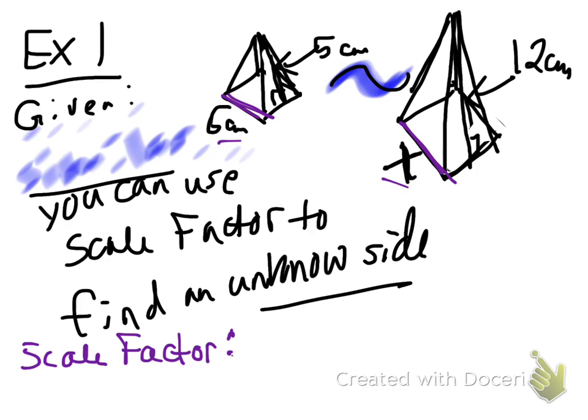So we have both of our slant heights, right? So we can compare and set up a scale factor for the slant heights. Let's go small to large for our triangles. So 5 over 12 is our scale factor. That can't be simplified at all. That's as simple as it's going to get, so let's leave it like that. 5 over 12.